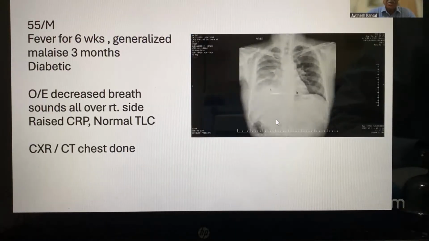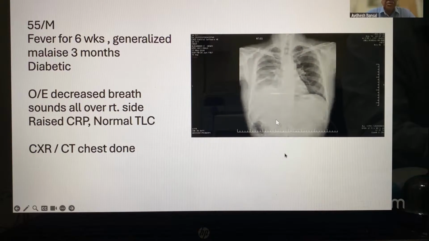effusion versus empyema. So recently we saw a patient who was 55 years old, came with fever for 6 weeks and generalized malaise for 3 months, and he had been a diabetic for a long time. On examination, he had decreased breath sounds on the right side. His CRP was raised, and he had a normal TLC count.